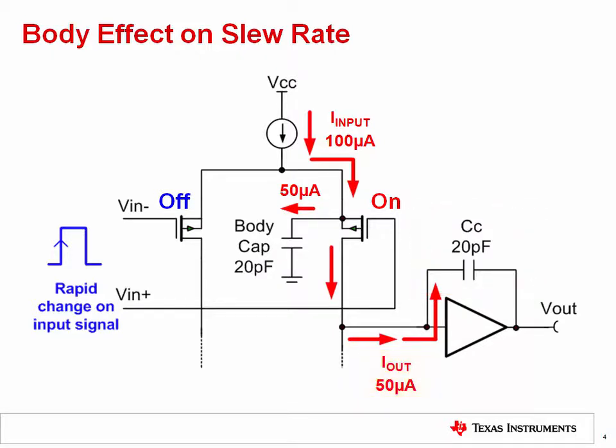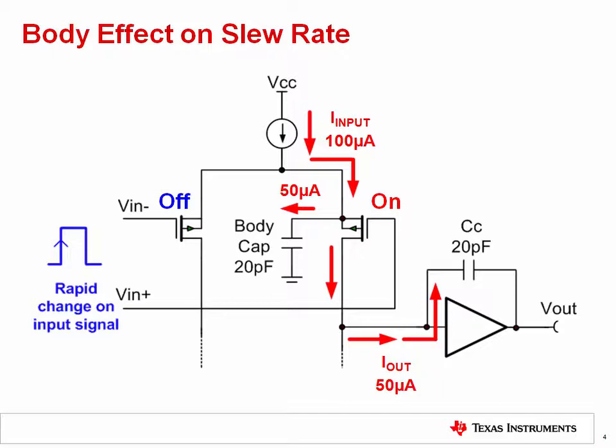This reduced I out decreases the effective slew rate of the amplifier since the voltage across a capacitor changes linearly with constant current. In this example, the body capacitance and Miller capacitance are both equal to 20 picofarads, so I out will become half of I input as long as the common mode voltage is not constant. The effective slew rate of the amplifier is then cut in half since slew rate is equal to I out divided by C sub C.